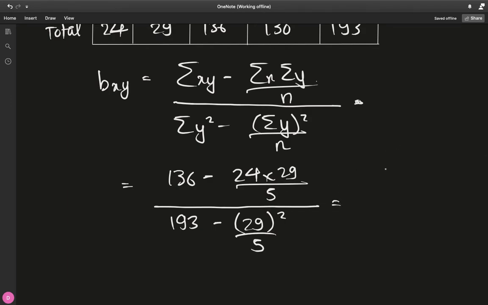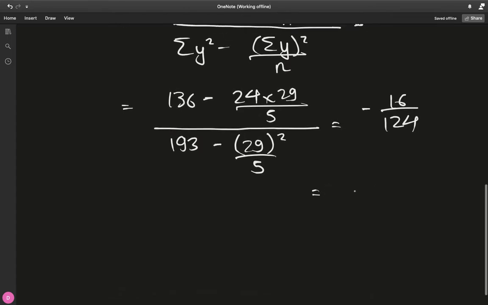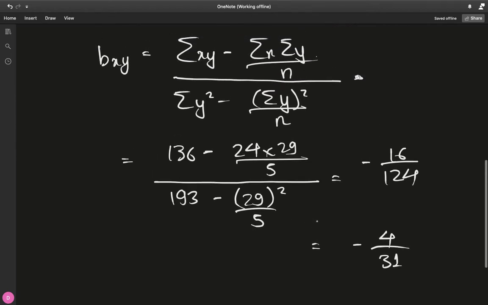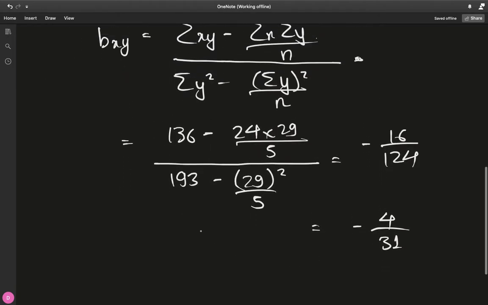and that by my calculations is negative 16 over 124, which you can still reduce to negative 4 over 31. And let's keep it this way. I mean, in the real exam, you would have written some decimal points for this, but let's just keep it this way.